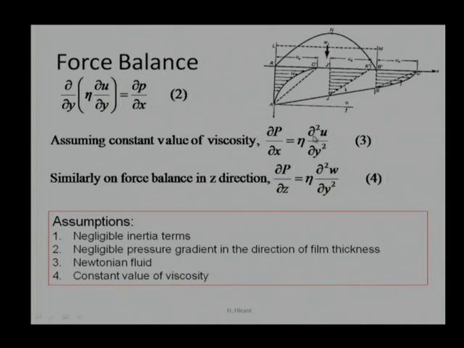So, this is the fourth assumption we made: a constant value of viscosity, not a function of x, y, z. So, first was the negligible inertia term, second no pressure gradient in the y direction, third Newtonian fluid, and fourth the constant value of viscosity, which is an unrealistic assumption, but for simplification, to understand the mathematics of FFL, we need to account for it initially, and later we can relax this assumption.